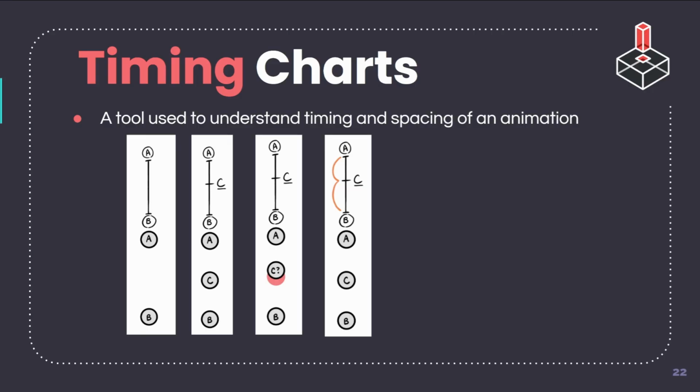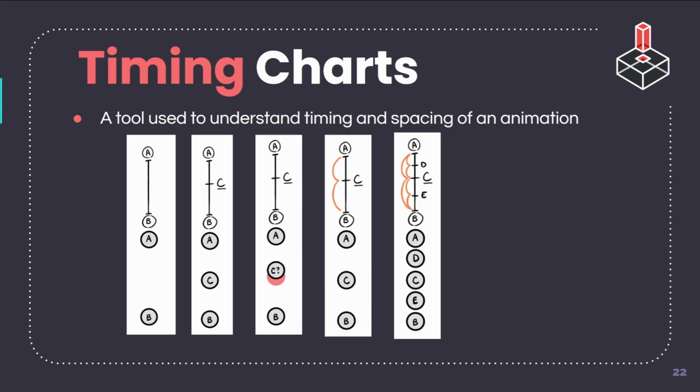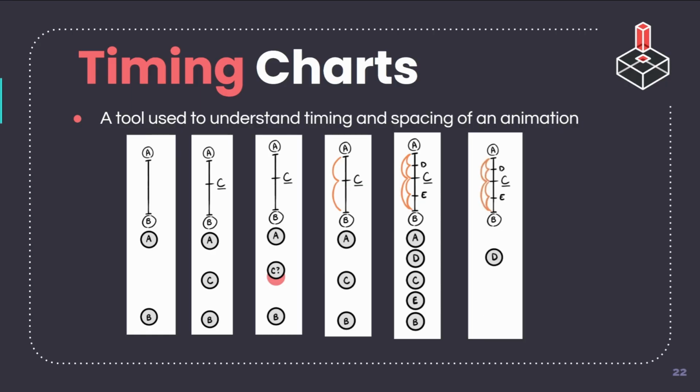Now, if we put a notch between A and C and B, adding these curves shows that pose D is the in-between of pose A and C, and now pose E is the in-between of pose C and B. This is very confusing, but hopefully it's somewhat making sense. So now this is an evenly spaced 5-frame animation, which would look like this.